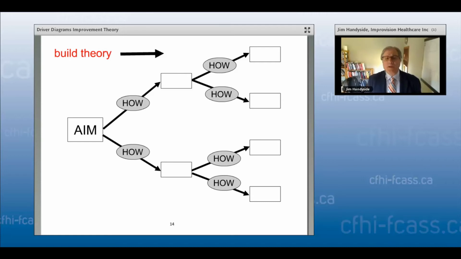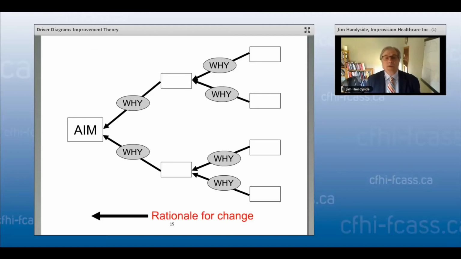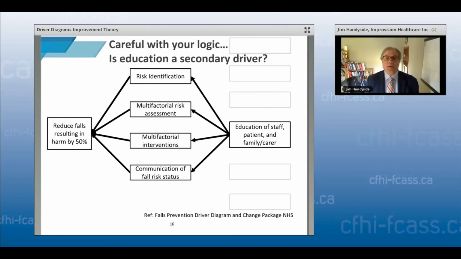We consult the literature, we consult our own experience and some other sources in order to develop what our theory for improvement is. We can provide a rationale for change. If someone asks, why are we doing this particular change? We can say, well, we can track it through. This is our theory for why we're making this change and why this is important. So the rationale goes in the opposite direction. You need to be careful with your logic.